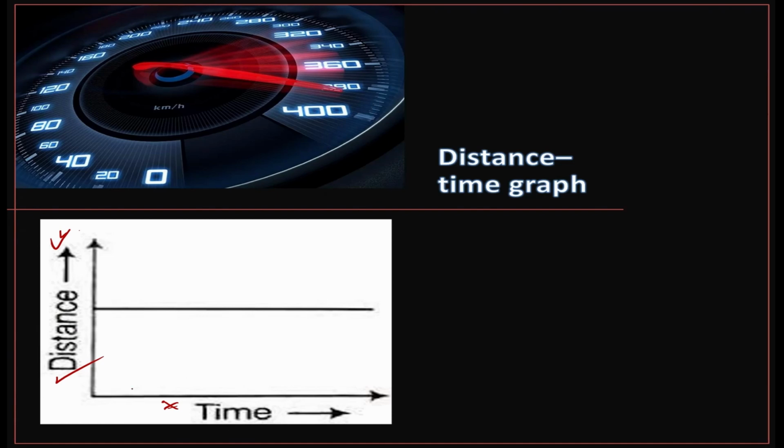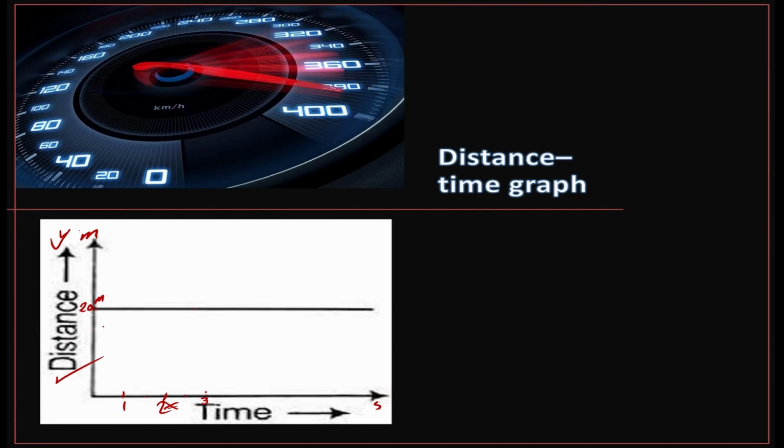Look at this. As time changes, what happens to the distance? Does it increase, decrease, or what? For example, here, if I say that the distance is in meters, and this point here is 20 meters. After 1 second, for example, the time is in seconds. After 1 second, what is the distance? 20 meters. After 2 seconds, the distance is 20 meters. After 3 seconds, the distance is 20 meters. So as time passes, the distance remains the same.